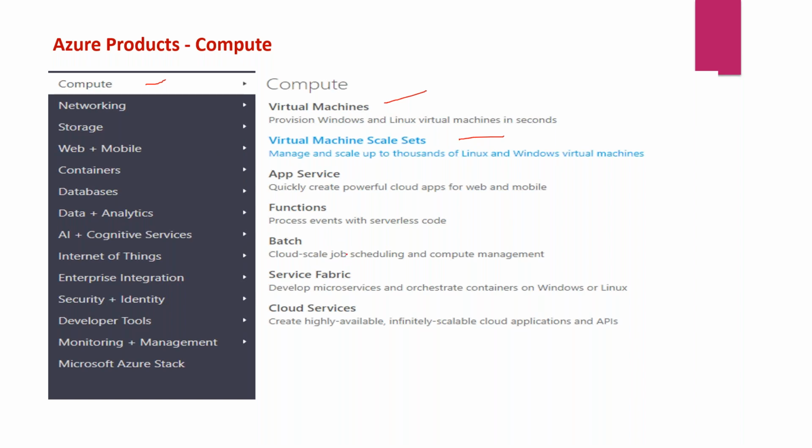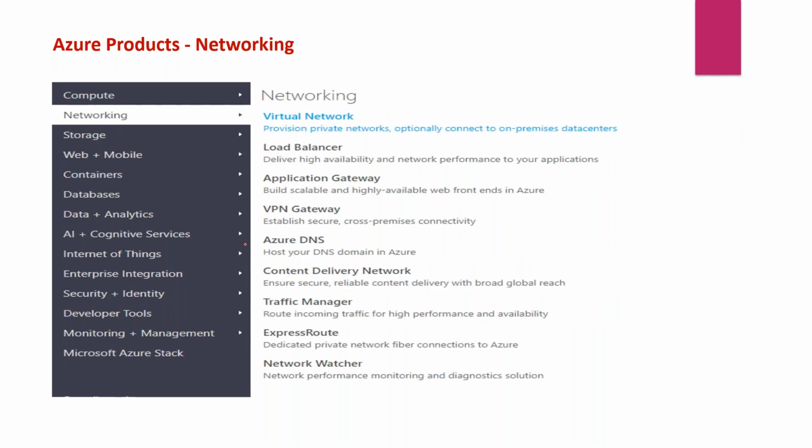Okay, and as you can see, with virtual machines you can build your virtual servers, whether it is Windows 7, Windows 10, Windows 2012 or 2016, Red Hat Linux, SUSE Linux, or Ubuntu. A lot of different operating system images are available. Virtual machine scale sets: if you want to build hundreds and thousands of machines, you can use virtual machine scale sets. App services, functions, and batch come under compute.